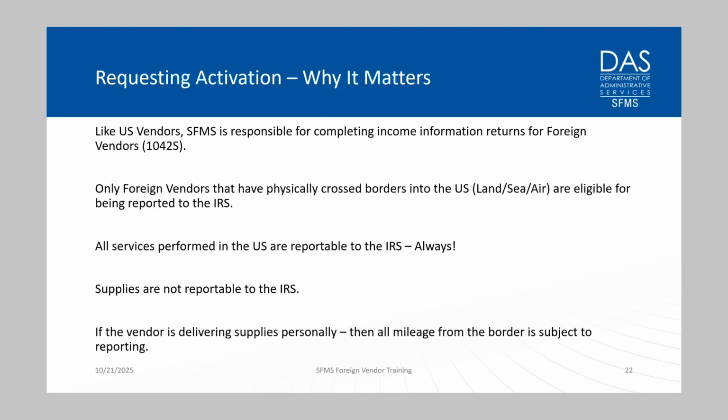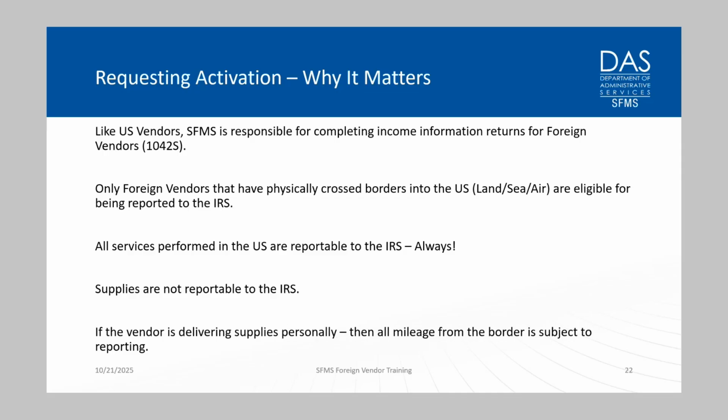So we're getting more and more likely that we have to report these electronically to the IRS. I believe we had 8 last year. We're on track, I believe, to do 8 or 9 again this year. So we're getting dangerously close to 10, the magic number where we have to report these electronically to the IRS. All services performed within the U.S. are reportable to the IRS always. And supplies are not reportable to the IRS.